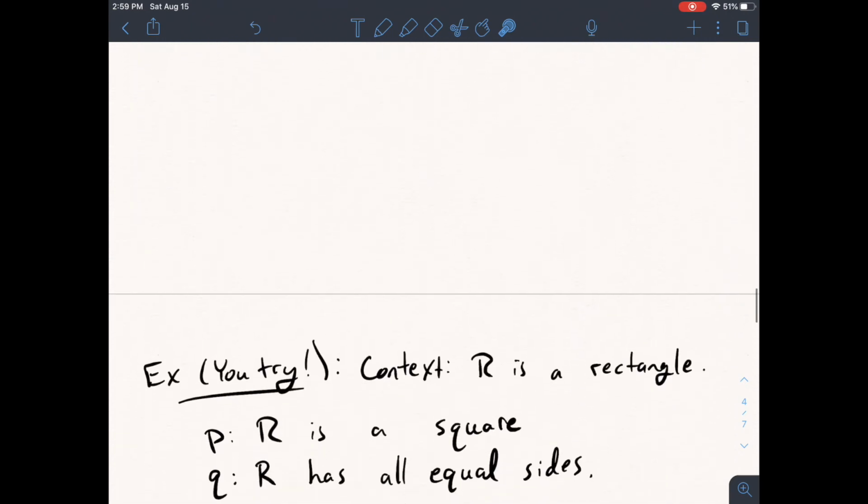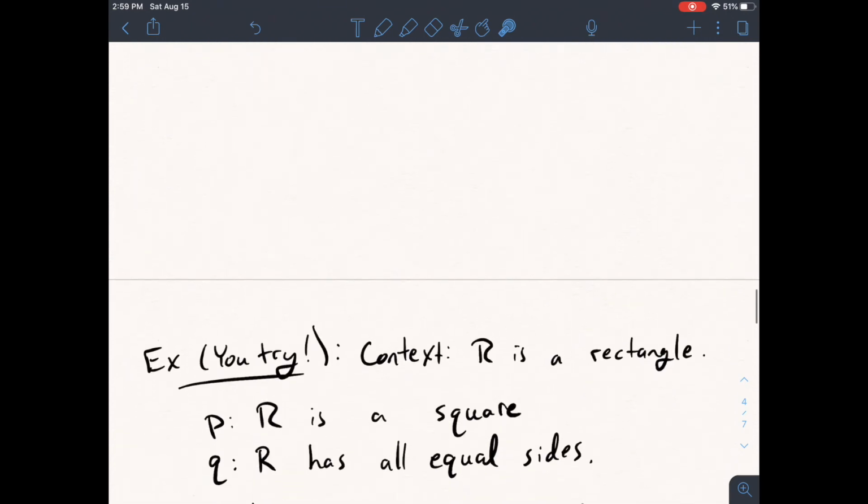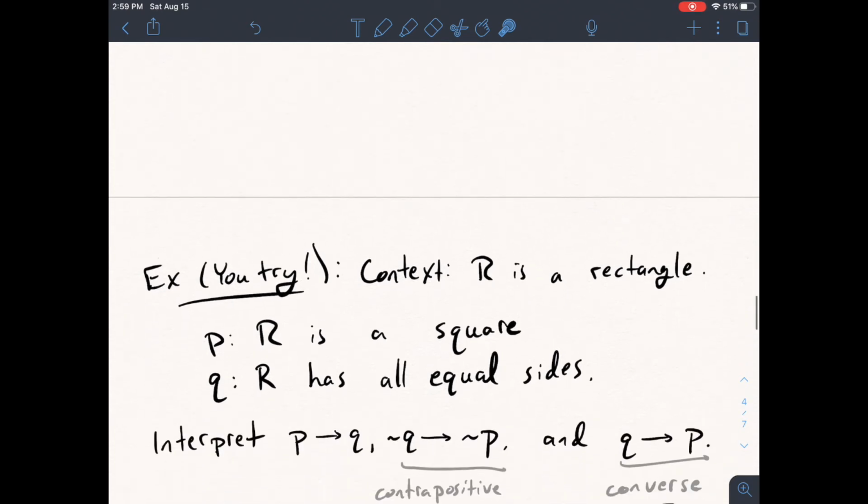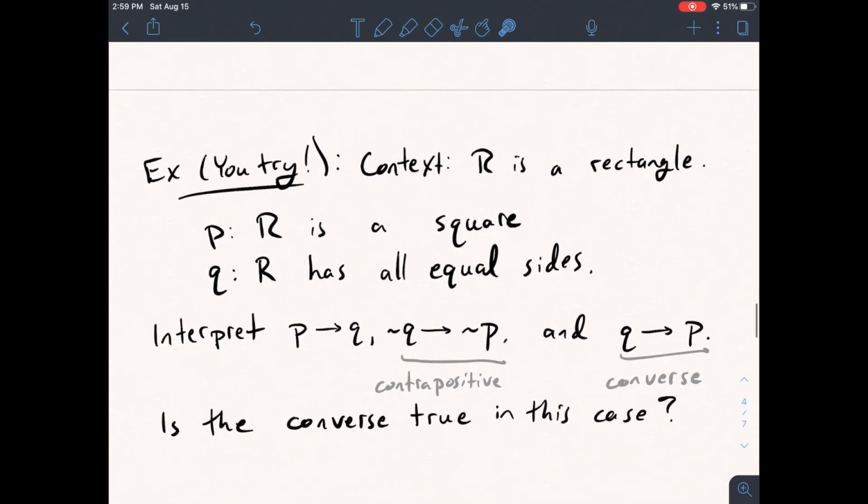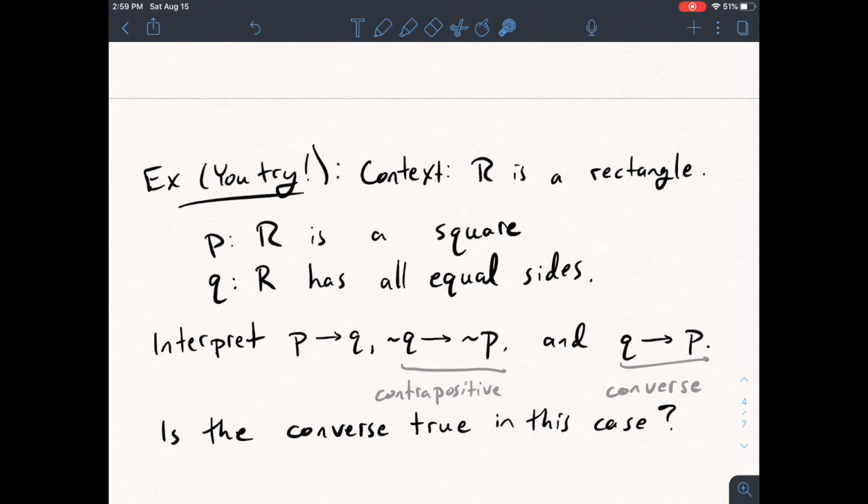So that's enough of me talking. I think it is worth your time to try an example yourself, because logic is not going to make a ton of sense to you unless you start toying with it yourself. So please take the time to try this example on your own.